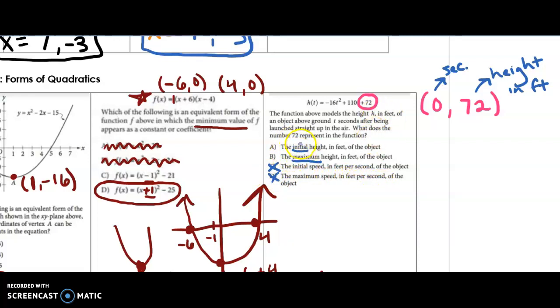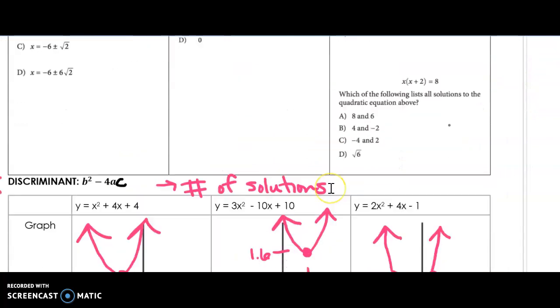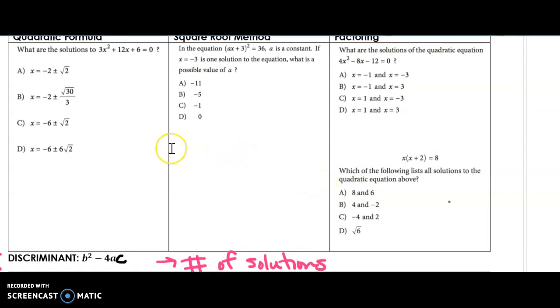Now let's come back to option A versus B, initial versus maximum. Well, again, initial makes sense because we are talking about our height at 0 seconds. That is going to be our initial height. This y-intercept is not necessarily our maximum, right? We don't know that for a fact. But we do know, yes, at 0 seconds, that is our initial height of the object. And so we're going with answer option A. Sweet. Let's go ahead and continue with some more practice.